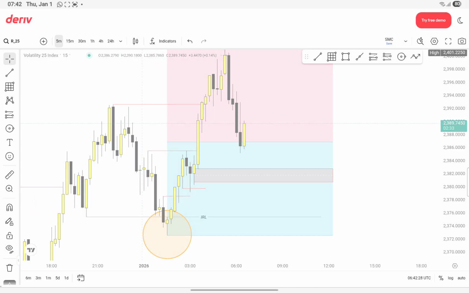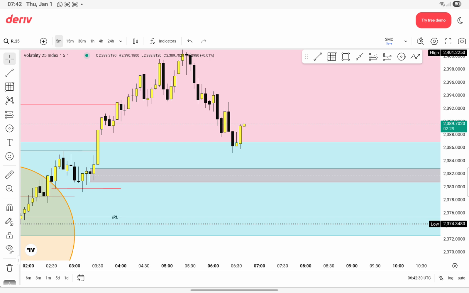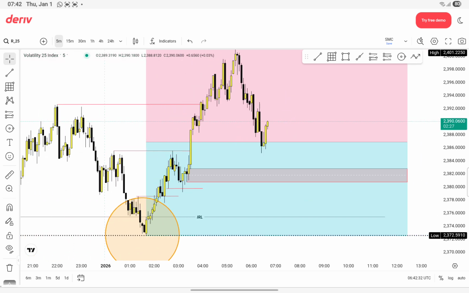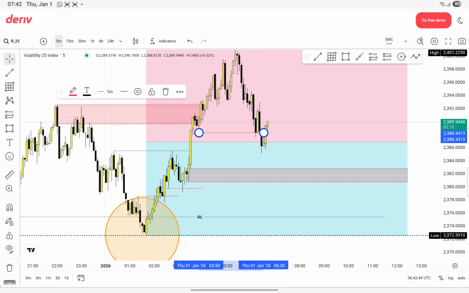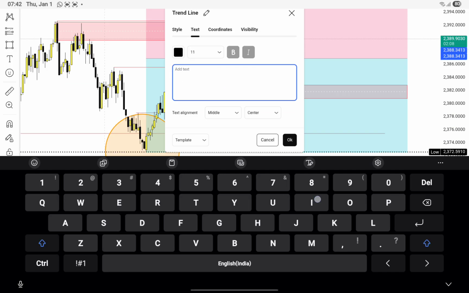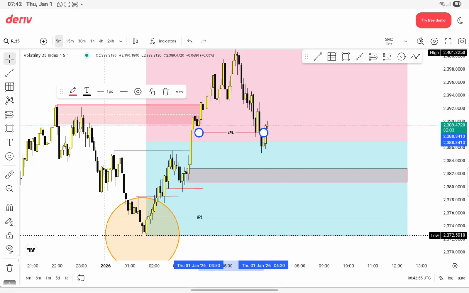Let me go to the 5 minutes to show you exactly what I'm talking about. Market already came to the discount. Remember, this is a supply zone, and for buyers to take control, it means the supply zone filled, right? And look at this small low that was printed here. So this is internal range liquidity collected. Market has collected internal range liquidity around there.